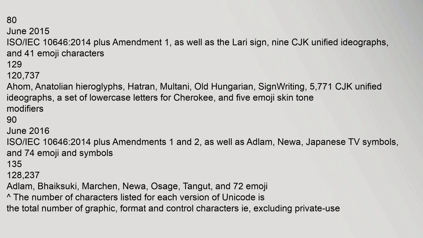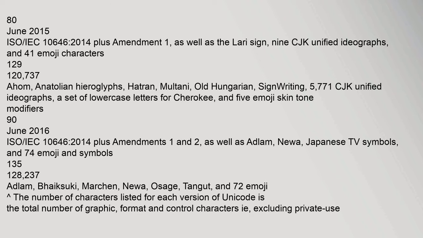129, 120,737, Ahom, Anatolian Hieroglyphs, Hatran, Multani, Old Hungarian, SignWriting, 5,771 CJK unified ideographs, a set of lowercase letters for Cherokee, and 5 emoji skin tone modifiers. 90, June 2016, ISO/IEC 10646-2014 plus Amendments 1 and 2, as well as Adlam, Newa, Japanese TV symbols, and 74 emoji and symbols. 135, 128,237, Adlam, Bhaiksuki, Marchen, Newa, Osage, Tangut, and 72 emoji.